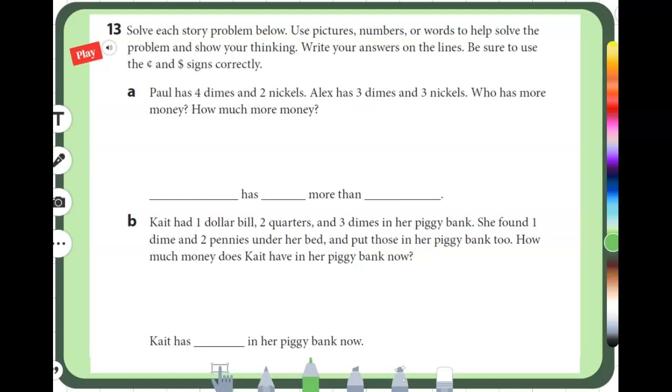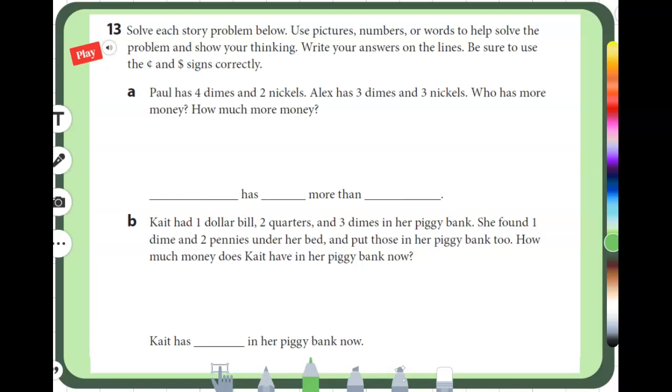Alex has 3 dimes and 3 nickels. Who has more money and how much more? You'll need to know how much money Paul has and how much money Alex has first. Then you can find out who has more and how much more.